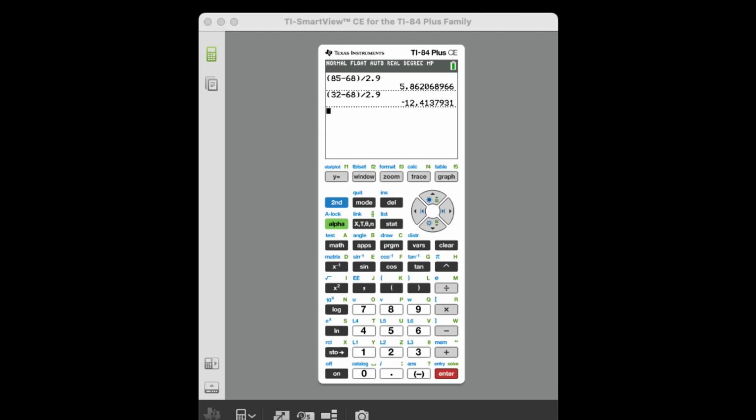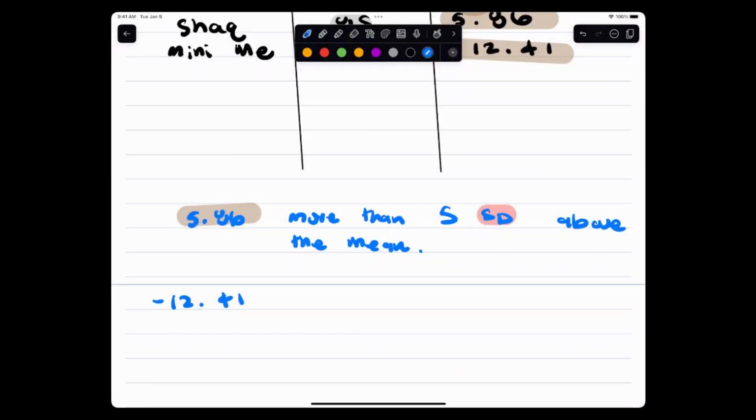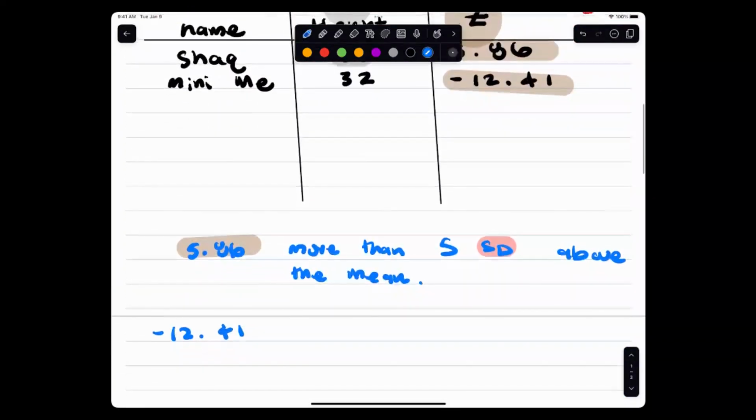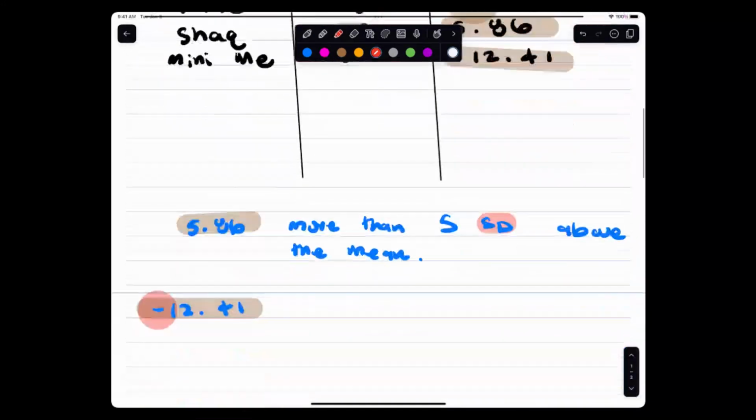Z-scores. Okay. Negative 12.41. Let's write that number down, and I'm going to describe to you what it really means. Negative 12.41, right? First of all, ladies and gentlemen, these are the z-scores. It's negative, right? You know what that means? More than 12 standard deviations.